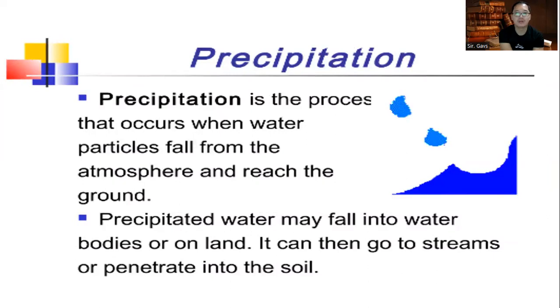Next, after the clouds accumulate, precipitation occurs. It is the process when water particles fall from the atmosphere and reach the ground, or what we call rain. Precipitated water may fall into water bodies on land. It can then go to streams or penetrate into the soil.